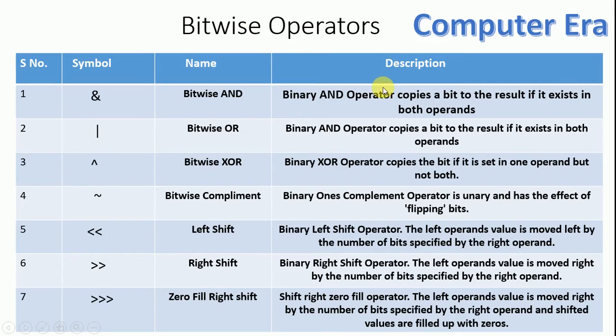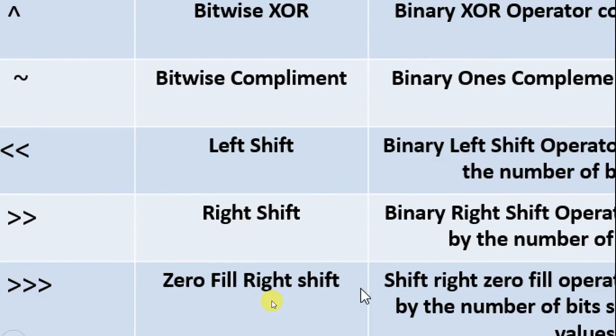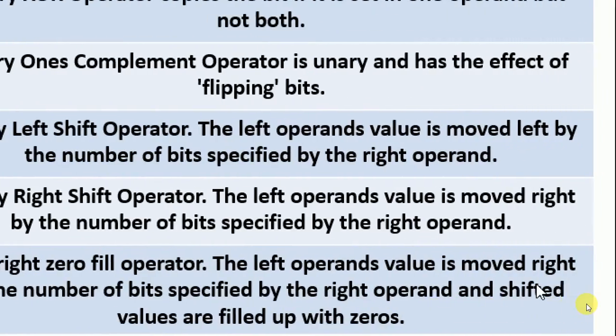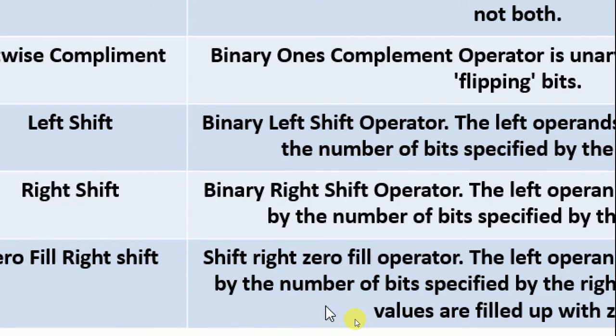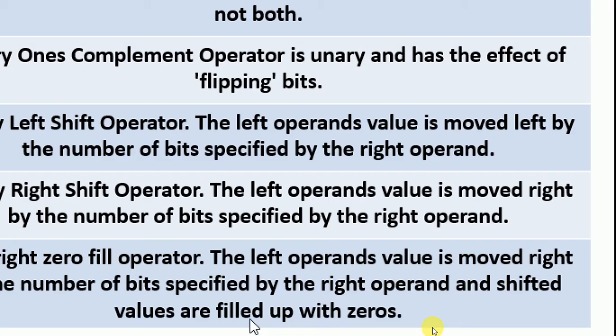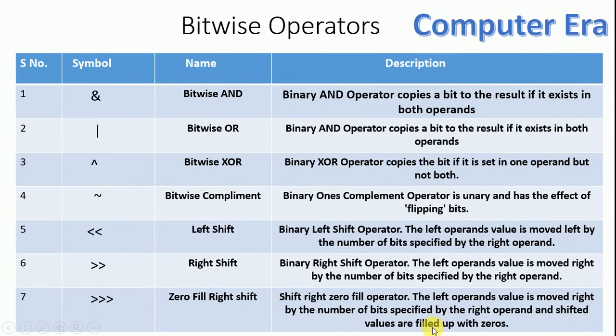Bitwise AND copies a bit to the result if it exists in both operands. Bitwise OR does similar things. Then there are bitwise complement, left shift, right shift, and zero fill right shift. In the zero fill right shift, the left operand value is moved right by the number of bits specified by the right operand, and the shifted values are filled up with zeros. So see how things work in the programming. Let's move to the programming area and see.